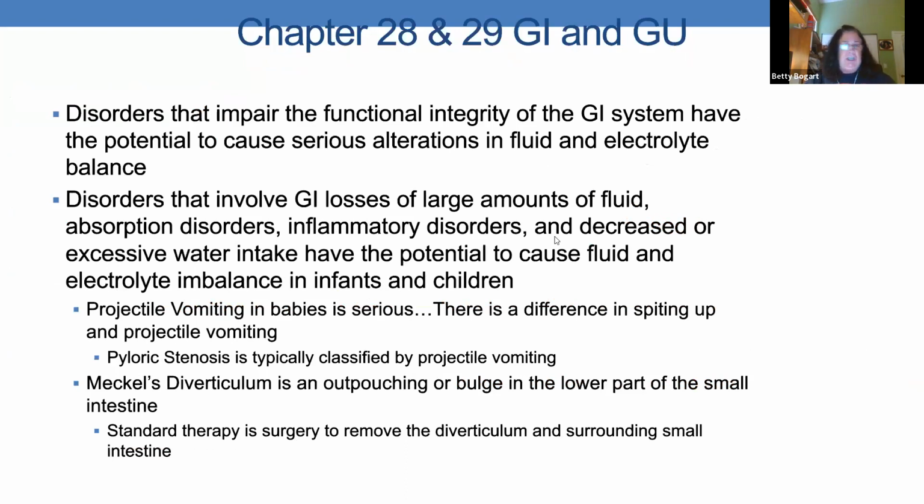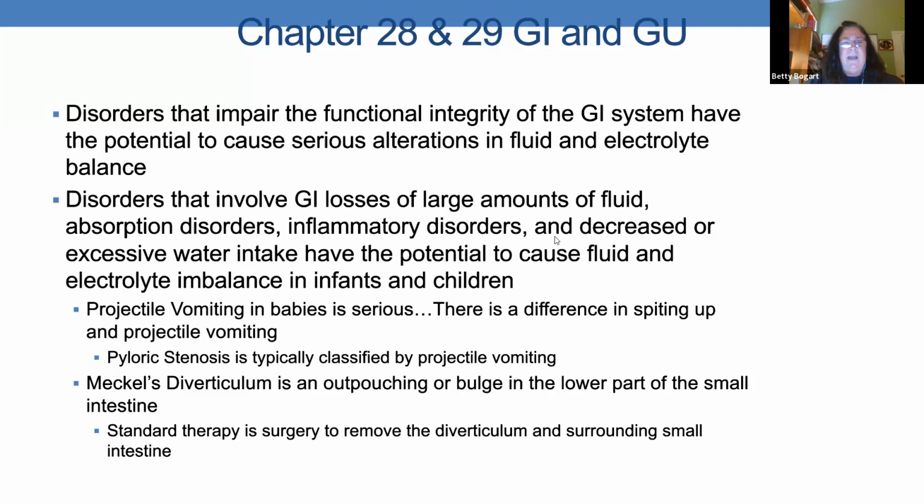Now, GI-GU. GI is mouth to anus, and one of our major concerns is alterations in their fluid and electrolyte balance due to many things like vomiting and diarrhea, right? And we know that dehydration in children is extremely serious. We don't want children to get so dehydrated because they can go into total body failure. It's that serious. So projectile vomiting in babies is serious.